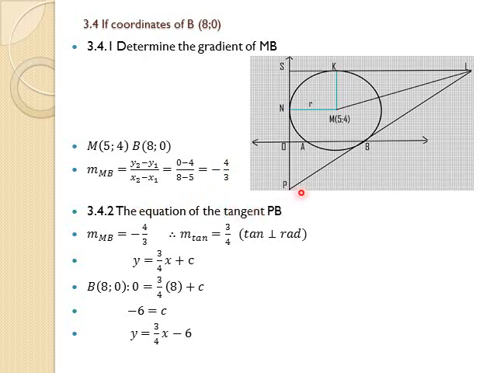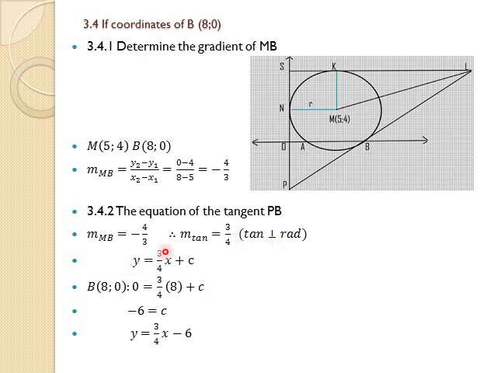Now they want the equation of tangent PBL. We assume you know MB is a radius. Any line from the center to the circumference of the circle is called a radius. PBL being a tangent, those two must meet each other at 90 degrees. Tangent is perpendicular to radius. So the gradient of MB is minus 4 over 3. Then the gradient of the tangent, we invert, would become 3 over 4, and the negative becomes positive, meaning when I multiply 3 over 4 by negative 4 over 3, they must give me negative 1. So remember that, very important.